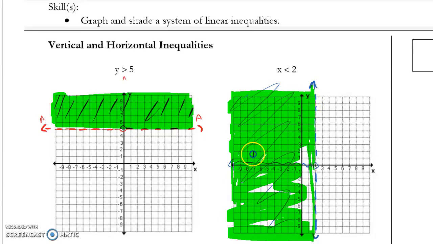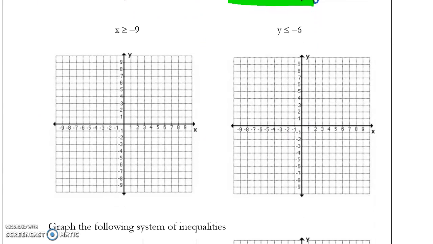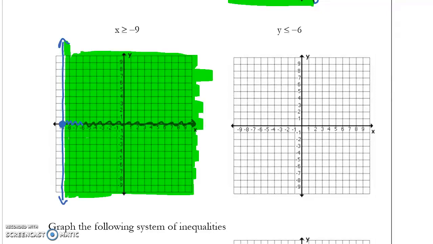Go ahead and press pause and try those next two examples. Keep in mind, those are not greater than symbols or less than symbols. They're greater than or equal to, less than or equal to. So the only difference there is that they're going to be solid lines while these two were dashed lines. So press pause and try these two examples, please. First example should be a solid vertical line through -9 and shade to the right.